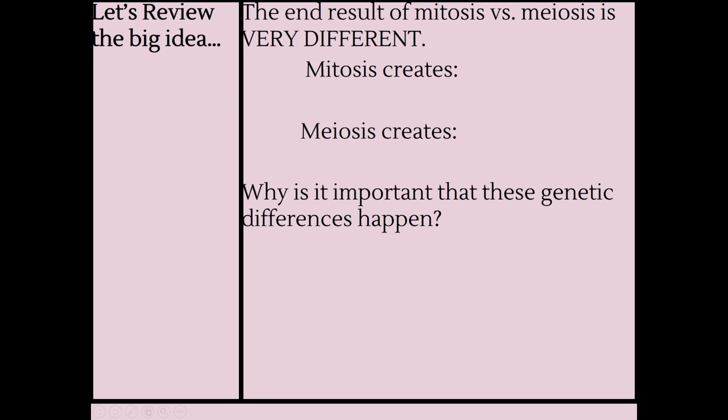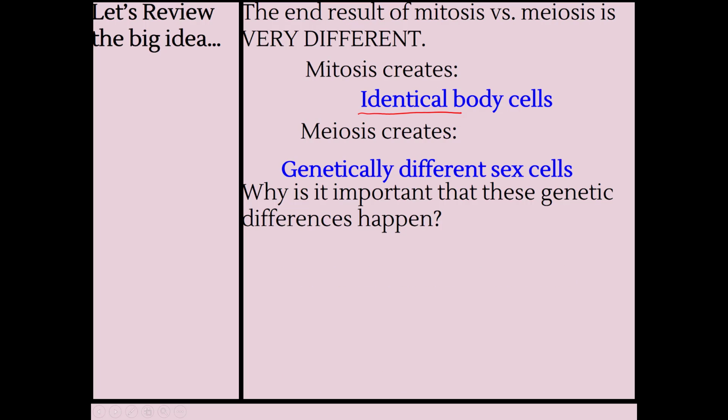So again, if we take a look at mitosis versus meiosis, they are extremely different. Mitosis is creating identical body cells. Meiosis is creating genetically different cells. And we're going to add in here that mitosis creates 2 identical body cells and meiosis creates 4 genetically different cells. Now, we're focusing on this genetically different part because that's extremely important.